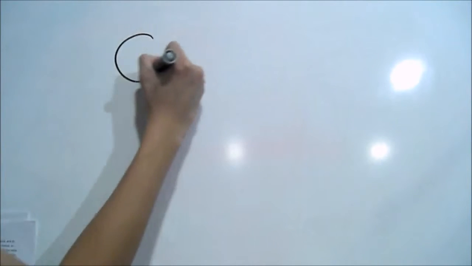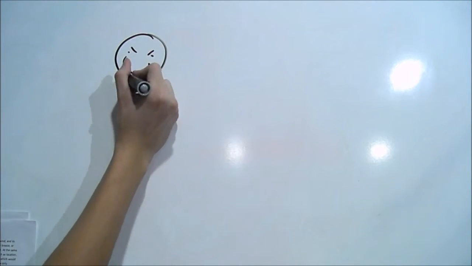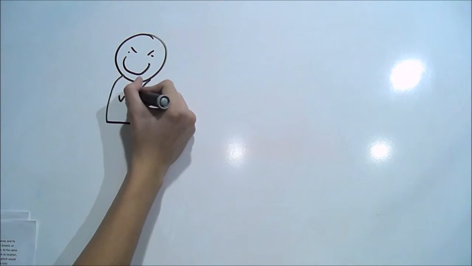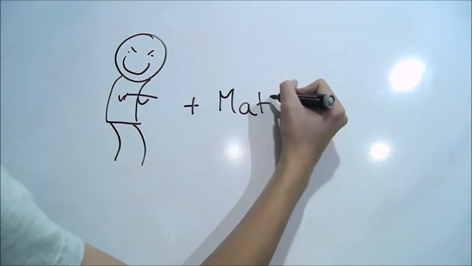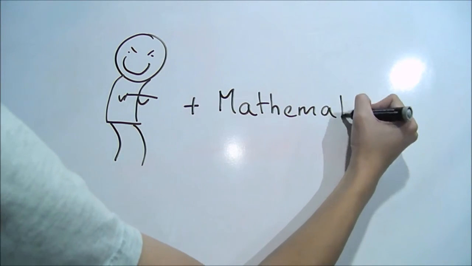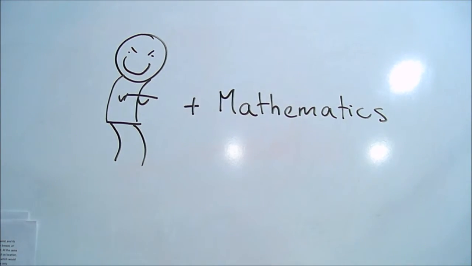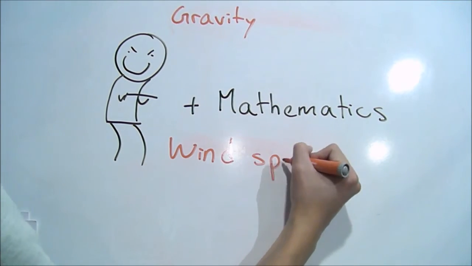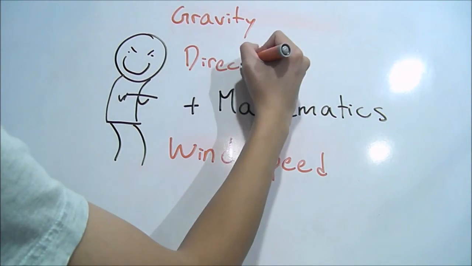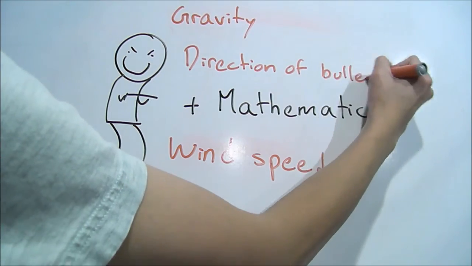Sniper units play a critical role in conflicts as they eliminate specific forces which would otherwise be difficult to target. However, the sniper unit would not be effective if not for the mathematics which allows each shot to be purposeful and effective. Through the use of gravity, wind speed, and the direction of the bullet, it is understood how math is a critical component that influences the success of a sniper unit.